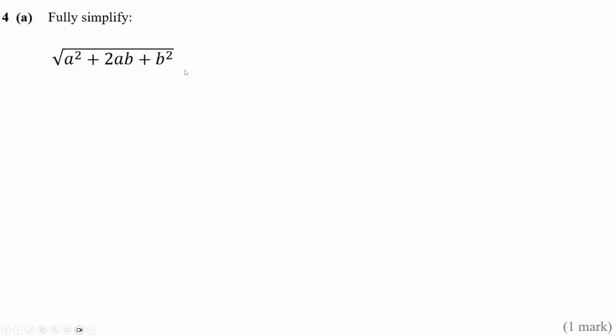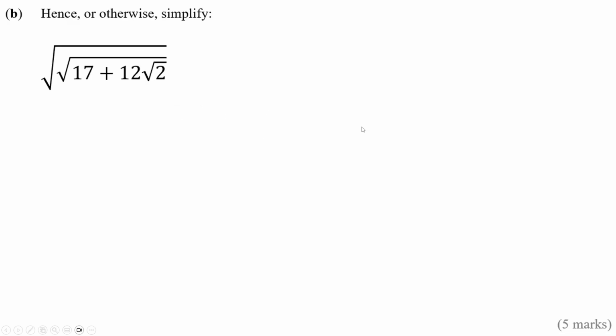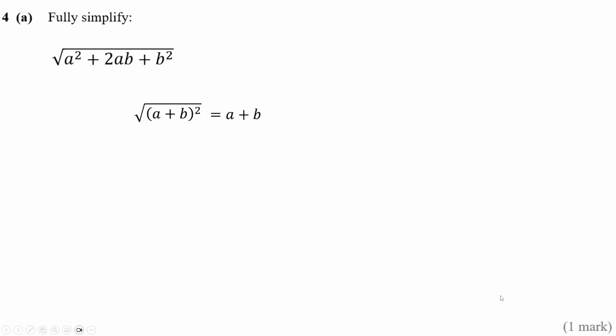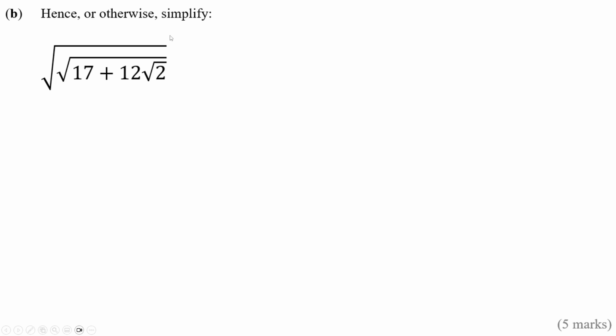You've got this here. One way that you can do this is if you realize this middle part here, this inside part, inside the radical, is just a perfect square. And that's just root a plus b all squared. And then this square cancels with that square, and you'll get a plus b. It's actually the absolute value, but it doesn't really matter right now. Anyway, so that was just a 1 marker, I think, was it? Yeah. Okay. Hence or otherwise simplify this.